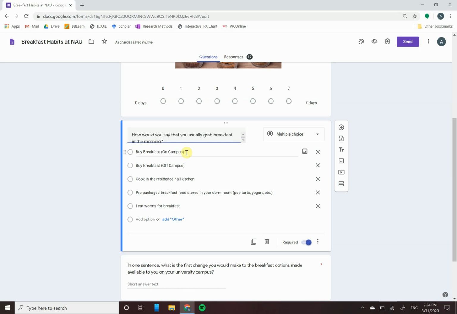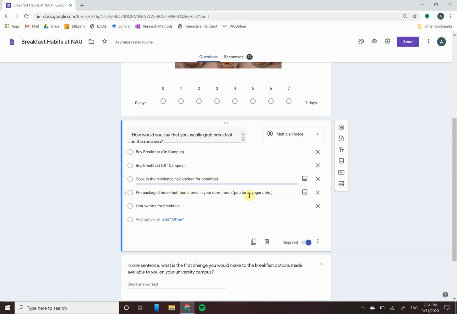So I had 1, 2, 3, 4, 5 options for this question for my participants. It was either buy breakfast on campus, buy breakfast off campus, or cook in the residence hall kitchen for breakfast. Maybe I could even add that in there so they understand that we're still talking about breakfast if they lost sight of what the question originally was asking. And then the fourth option is prepackaged breakfast food stored in your dorm room.